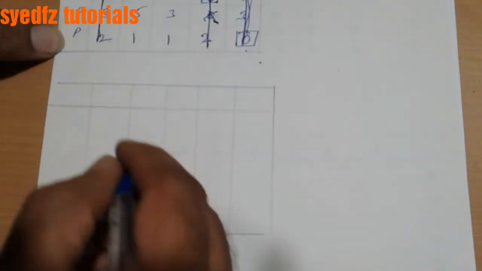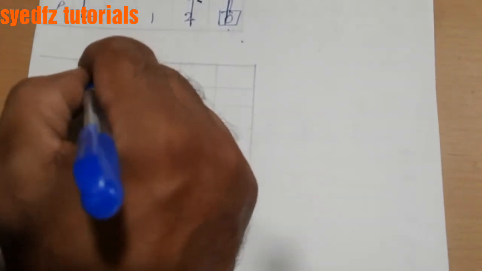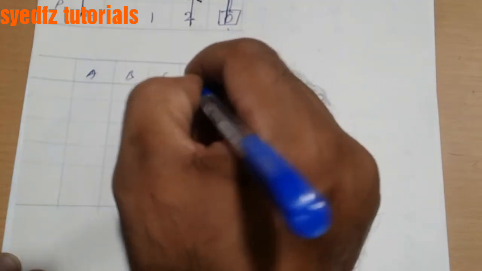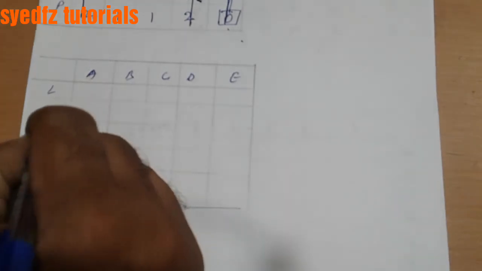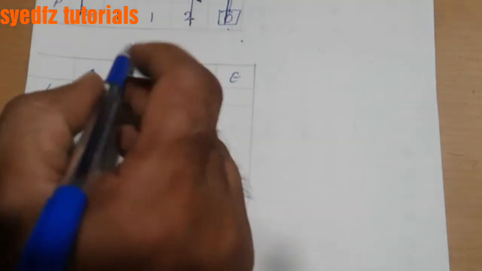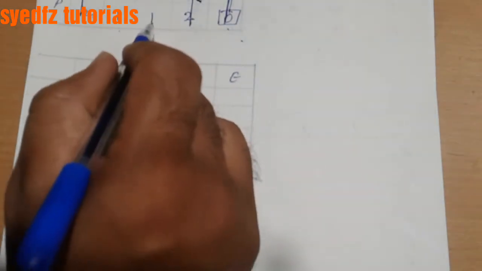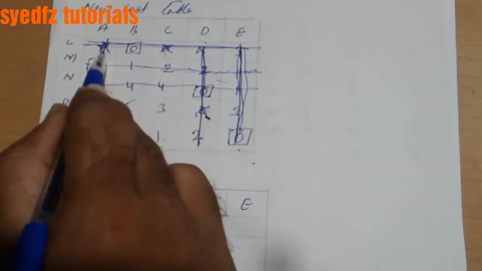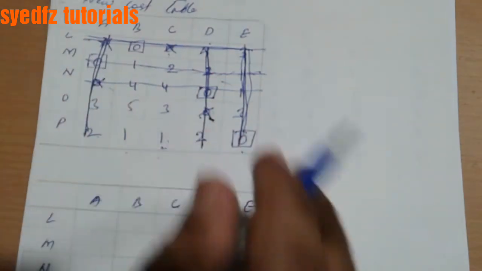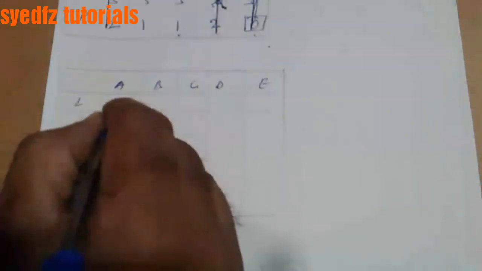Okay, here I have already drawn the next table. D E L M N O P. Look, the minimum value is 1. Add at the intersection point here. The minimum value is 1. Add at the intersection point here. 0, the minimum, add this one. So adding 1 is 1.